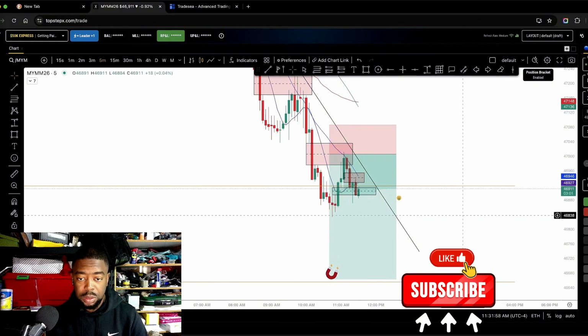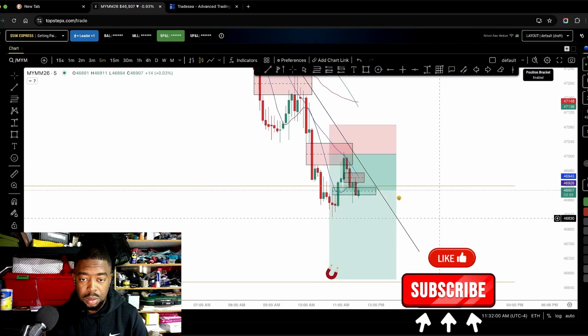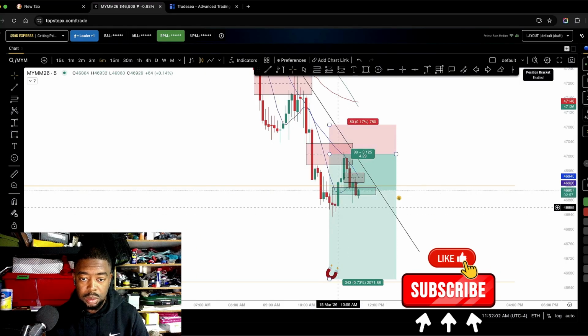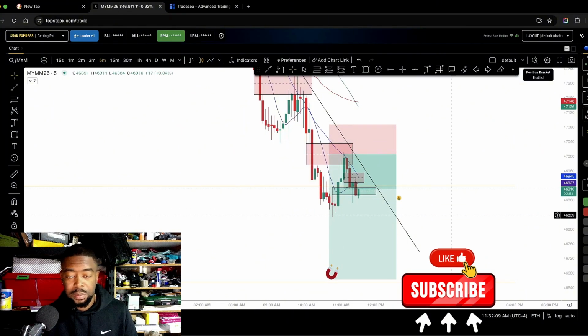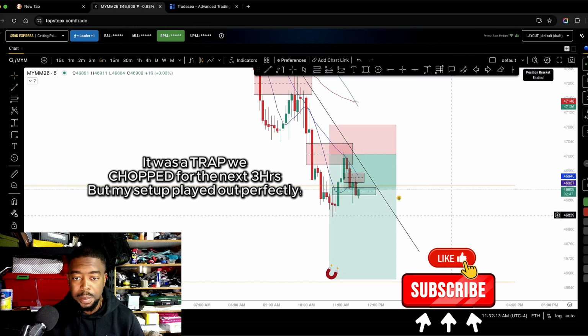But technically, we got this order block. I think we're going up. I'm happy with my exit. I think this is a trap because we should have inversed and kept pushing down.